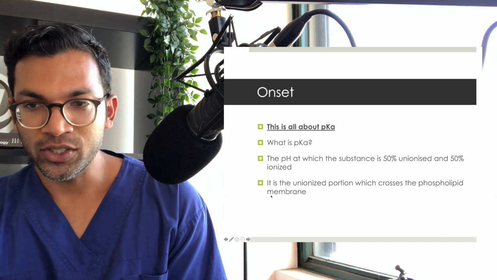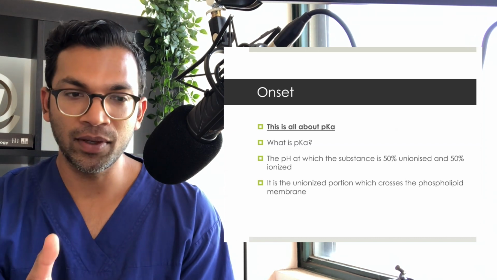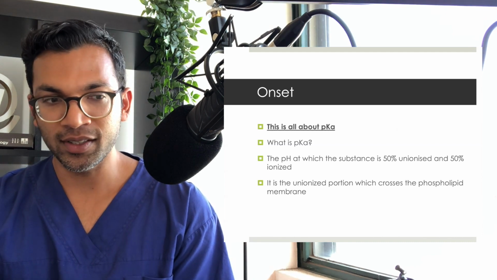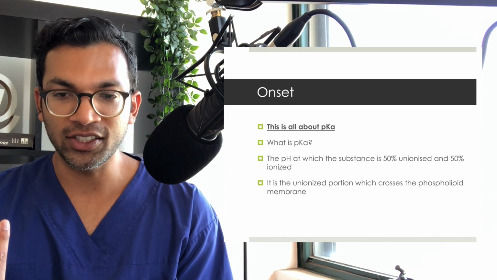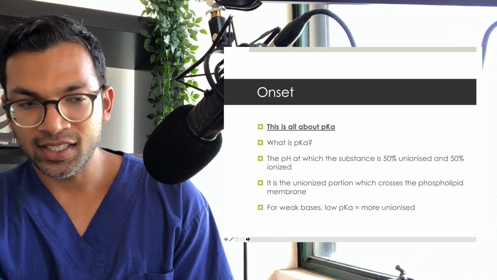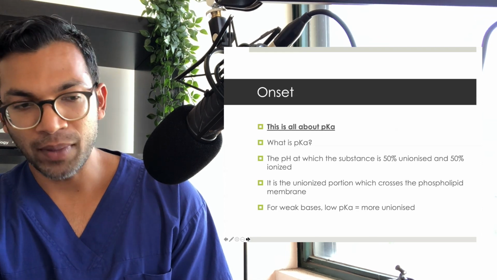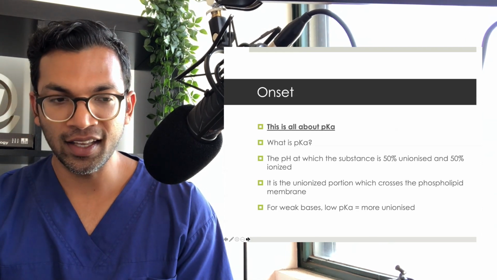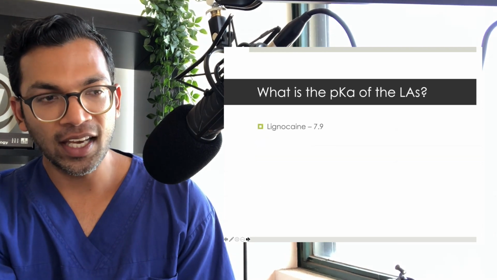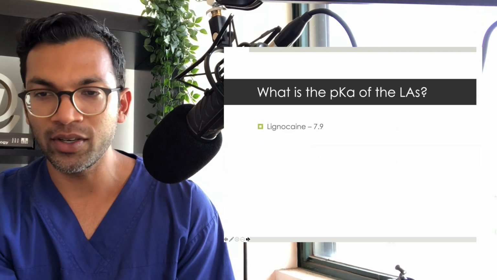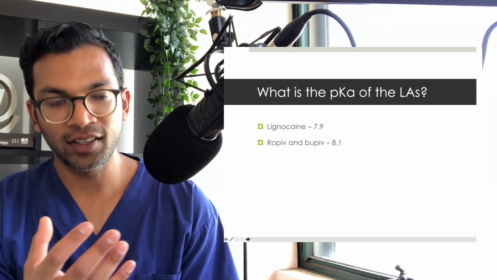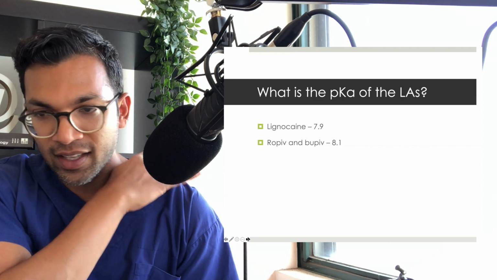The unionized portion doesn't have a charge, so it crosses lipid membranes, like the phospholipid membrane on the nerve, far better than ionized portions. And so you want more unionized fraction. If you ever want to have a chat about this with anesthetists, they'll love you for it. Now, most of your anesthetic agents, most of your drugs, are weak bases. So the lower the pKa, the more unionized fraction there is, so you'll have a faster onset. The pKa of your local anesthetics: lignocaine is about 7.9, and ropivacaine and bupivacaine are 8.1. And so that's why you'll have a faster onset with lignocaine than the other two.